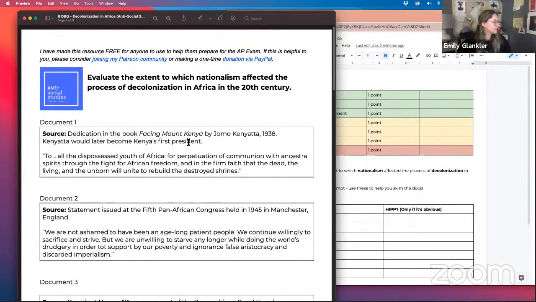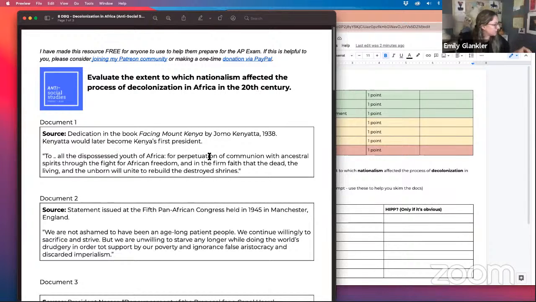So source 1, this is a dedication in the book Facing Mount Kenya by Jomo Kenyatta in 1938. Kenyatta would later become Kenya's first president. This is a great example of this. Students inevitably will skip that part, and then they'll be trying to analyze point of view later, and they're like, well, we don't know who Kenyatta was. And I'm like, they told you, right? Okay, so this is an African leader. He's going to be the first president. So I'm just looking for anything in this that relates to nationalism or decolonization.